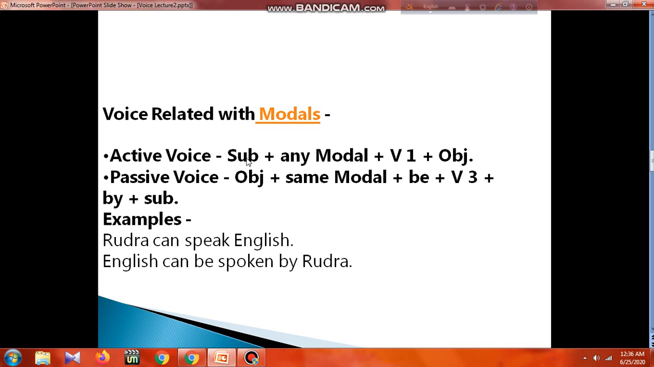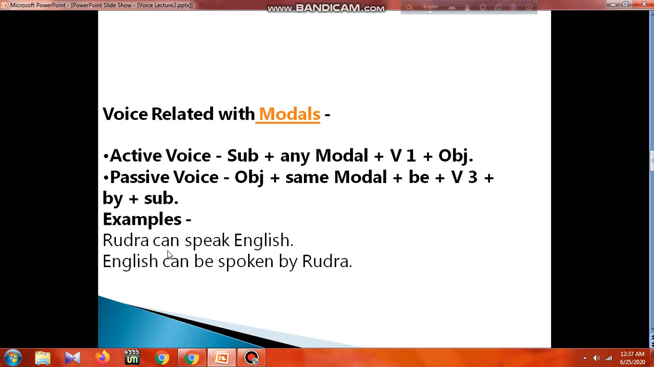So in active voice we find a subject, then any modal, meaning can, could, may, might, must, shall, should, will, would, then beyond that the object. This is the active voice modal structure. If you want to change it to passive, the same modal will be there, and "be" is added. Are you getting it? Then for passive voice you always know that there will be be3, then by, then the objective form of the subject.